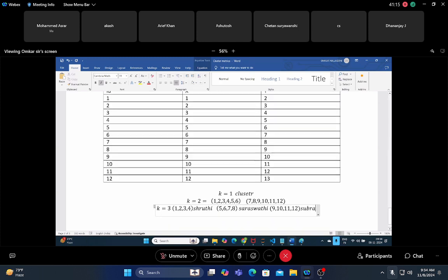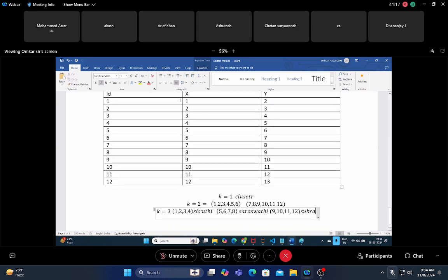Take the data points first. Note down the data points. For K is equal to 1, take all the data points. These are IDs, not data points, okay? You take the data points, calculate the centroid, and calculate the distance. Don't take the root, only square the distance, and sum the distances. That's all. Do it quickly.